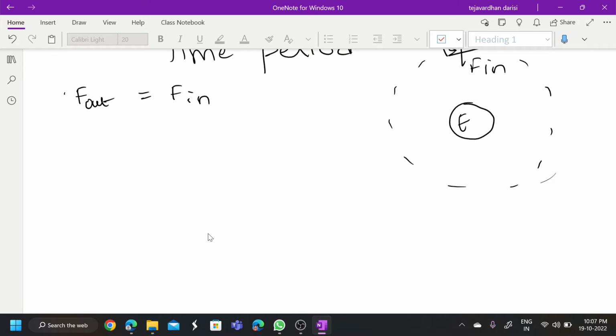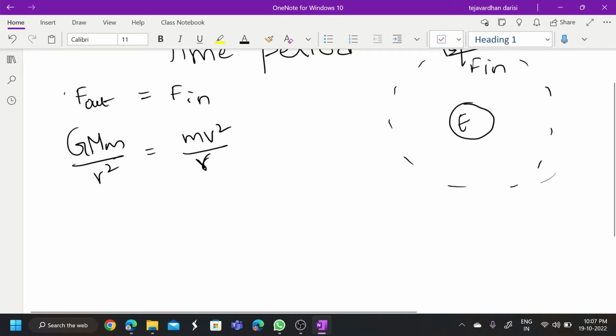What are the formulas of F out and F in? G M m by r square equals m v square by r. We all know this formula because in the previous session we discussed how this formula came and what the parameters of this formula are. Here M is the mass of the earth, and m and v are the mass and velocity of the satellite. R is the distance between the satellite and the earth.